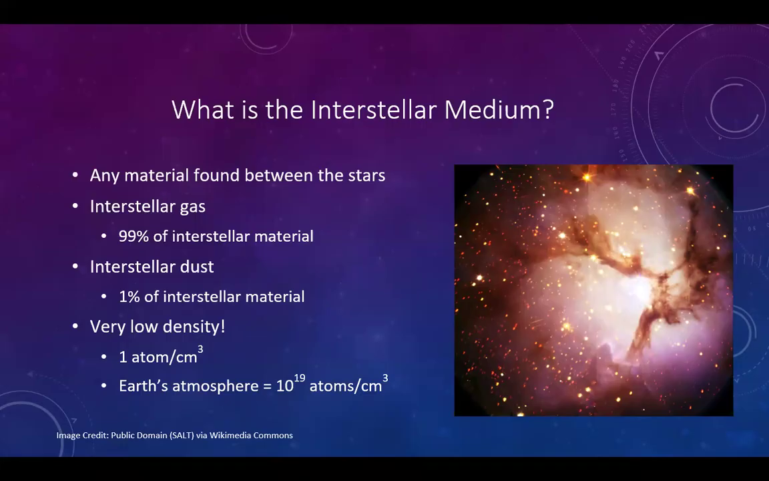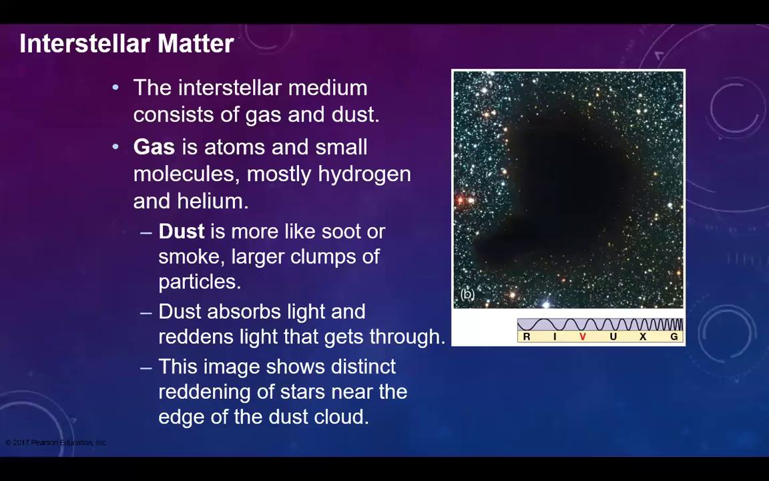And even the densest things like nebulas like this are much less dense than anything you'd experience on Earth. But they're a lot more dense than the surrounding area, and they're really big, which is why we can see them. So the interstellar medium consists of gas and dust. Gas is atoms and small molecules, mostly hydrogen and helium. The dust is more like soot or smoke, very small particles. They're larger clumps of particles, but they're tiny.